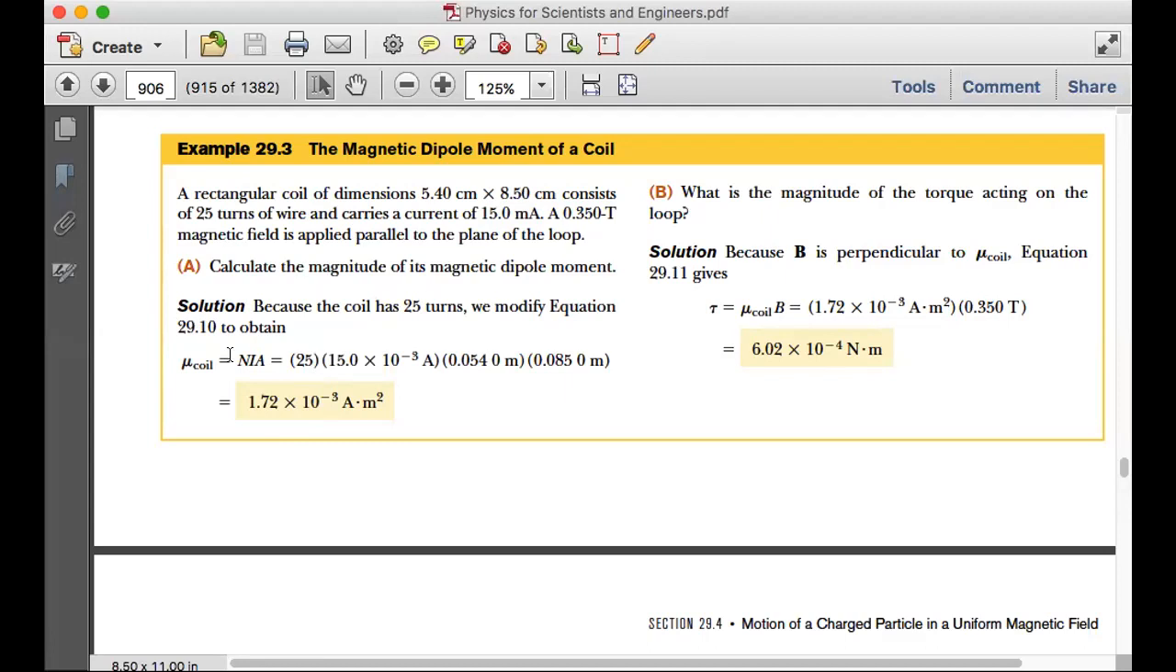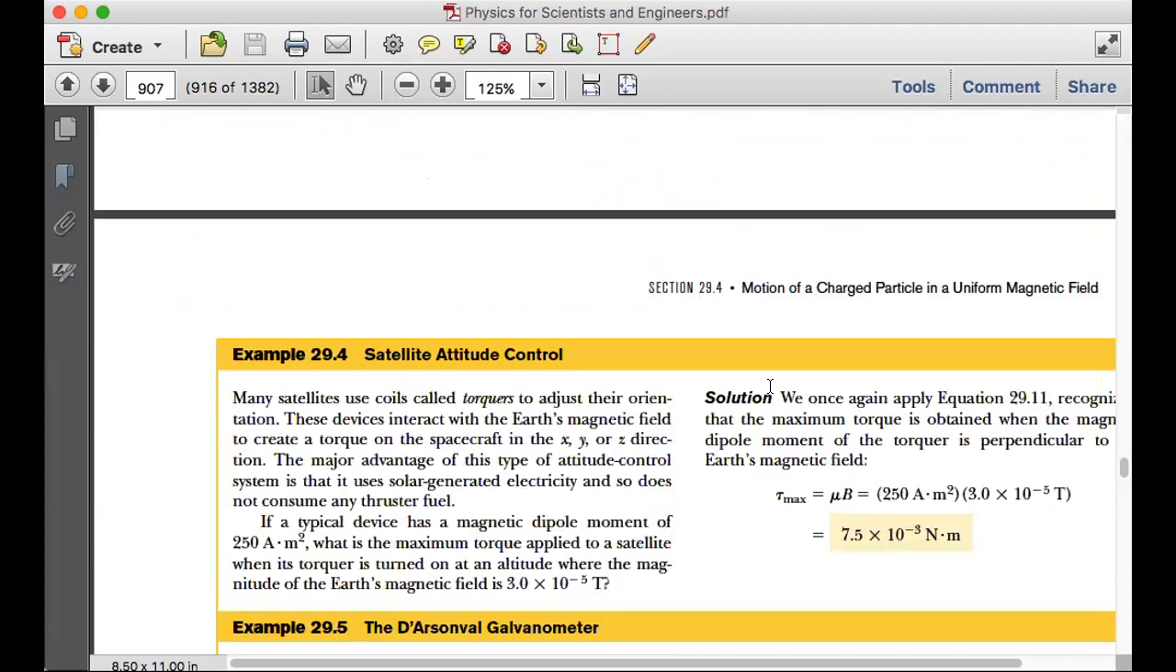So we have the magnitude of this magnetic dipole moment, n I times A. So this equals 1.72 times 10 to the minus 3 ampere meter squared. So this is the magnitude of the dipole moment. What about the magnitude of the torque acting on this rectangular loop? So we have mu coil times B. The torque will be in units of Newton meter. Okay, that's the example.